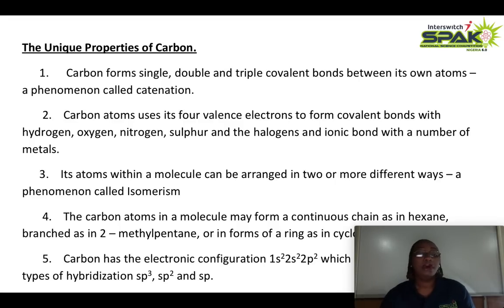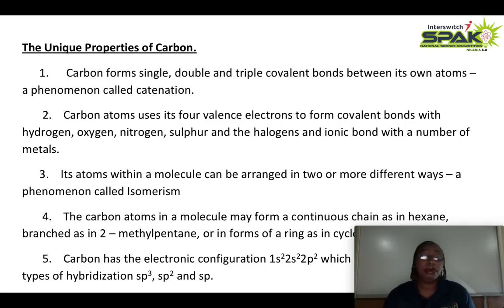One, it forms single, double, or triple covalent bonds between its own atoms, a phenomenon called catenation. It can form long chains, single bonds with itself and other elements. That's catenation. Carbon uses its 4 valence electrons, so it's tetravalent. It uses the 4 valence electrons to form covalent bonds with non-metals or metals that it bonds with. It exhibits isomerism. Yes, carbon can exhibit isomerism.